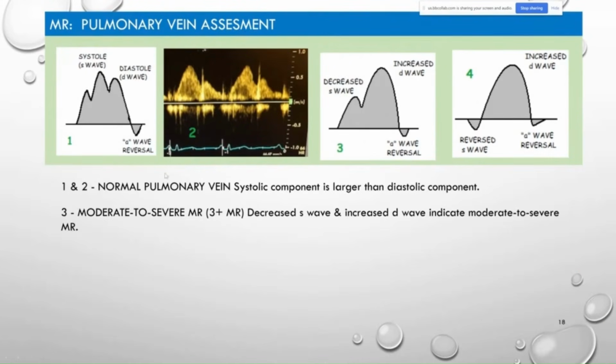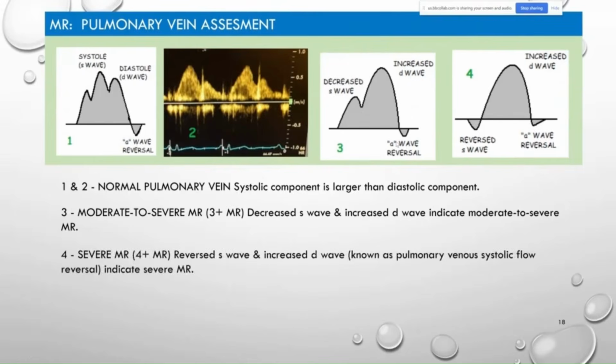When you have moderate to severe mitral regurgitation and that pressure has increased, you're going to have a decreased S wave and an increased D wave. So remember, that's telling you that it's moderate to severe. Notice you still have that A wave reversal. When you have severe mitral regurgitation, the S wave itself might reverse, and you're going to have an increased D wave. And that's that pulmonary venous systolic flow reversal. That's what we call it. And that means that the person has severe mitral regurgitation.